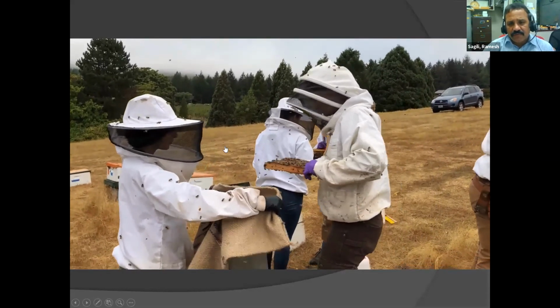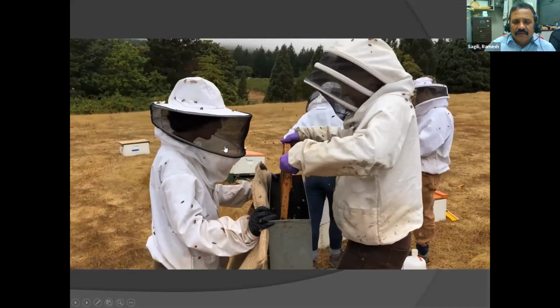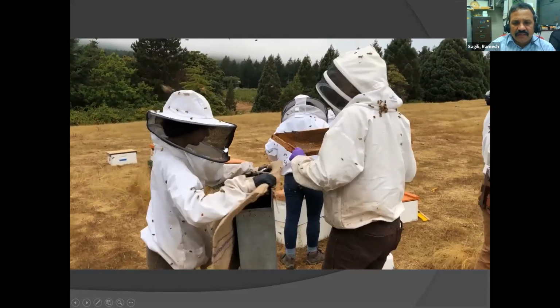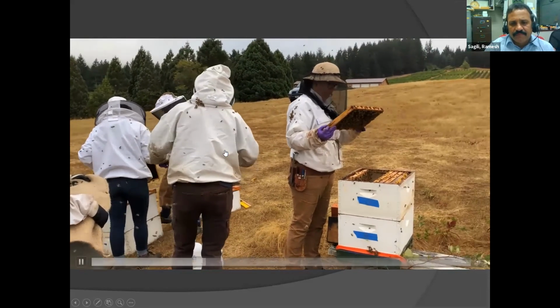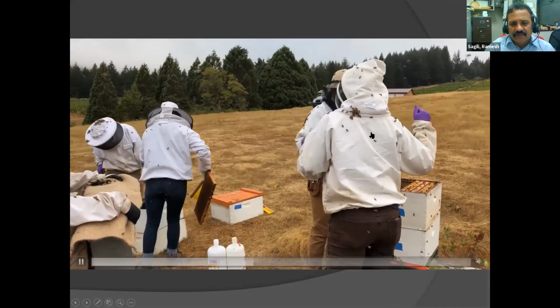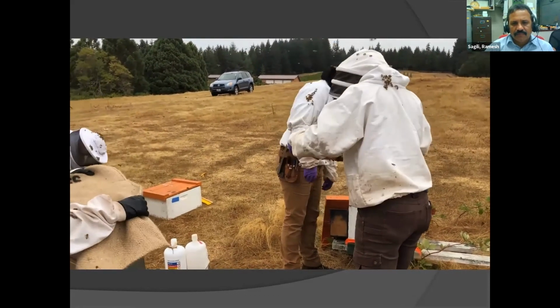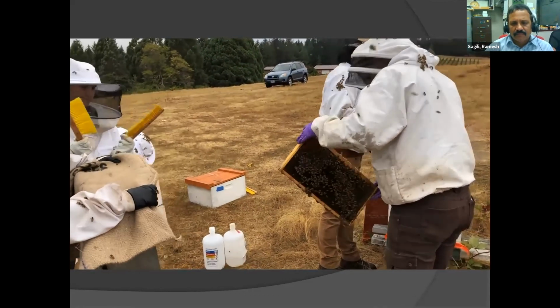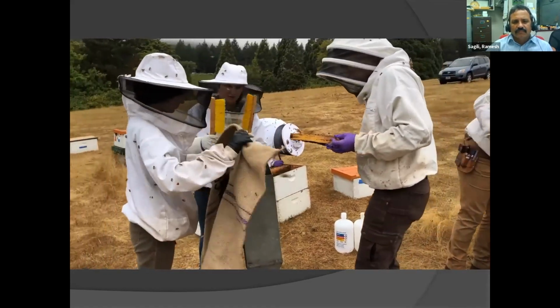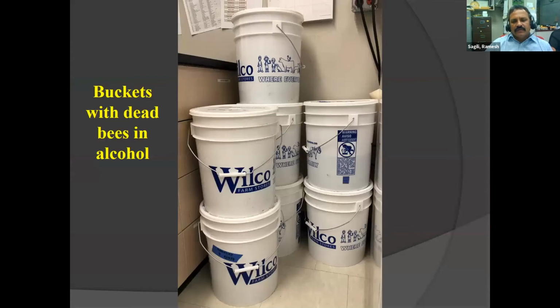So this is a video. Hope you are able to see this. Here one of the lab members is shaking the bees inside the funnel, while others are looking for brood and other parameters that we wanted to look for in those 6 hives. Here are those buckets full of dead bees in alcohol that were analyzed for mites.